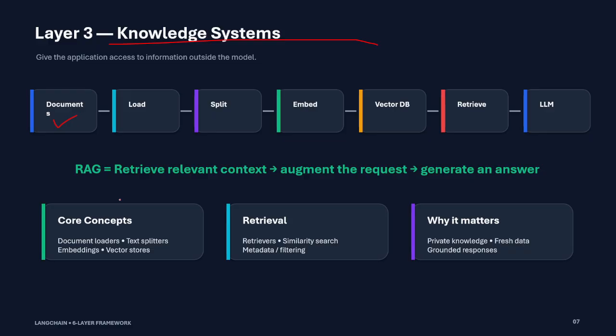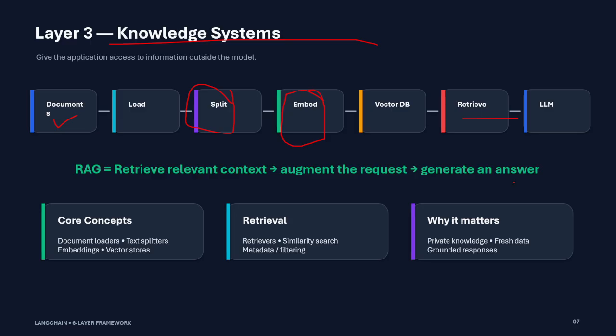So how does it work? When we give documents to the system, we are loading the data, the document, into the system. Then we split that document and embed those documents. What do I mean by embedding? We will discuss when we go for the knowledge system. We will do the practical implementation of how we can split the data, how we can embed the data, and how we can store it inside the vector DB. What is the vector DB? We will explain all these things when we go to that layer.